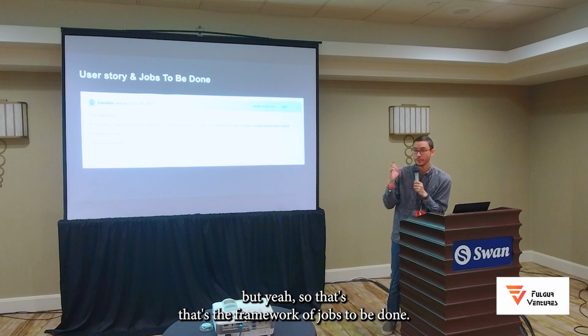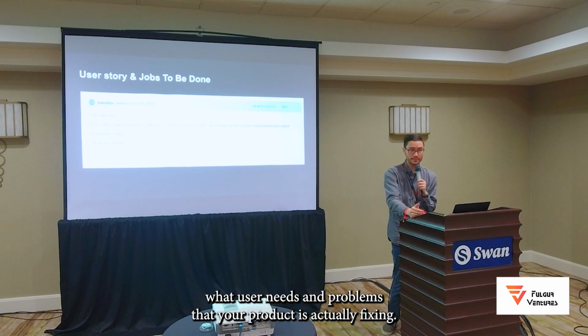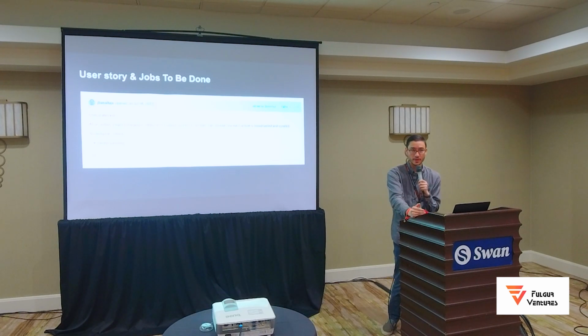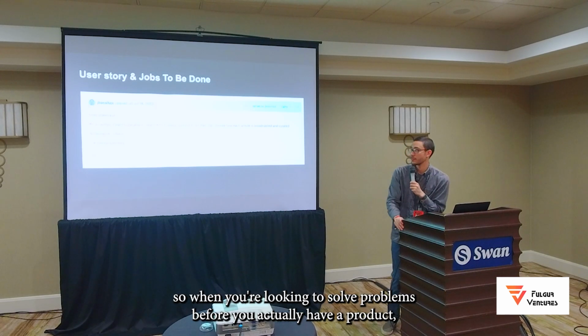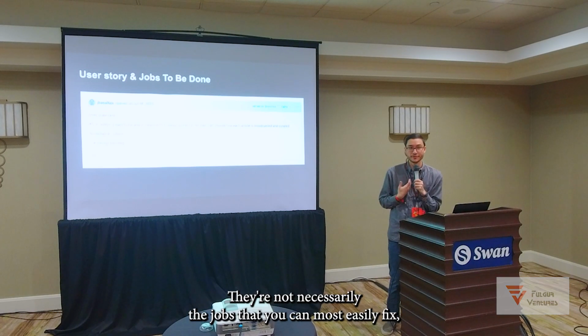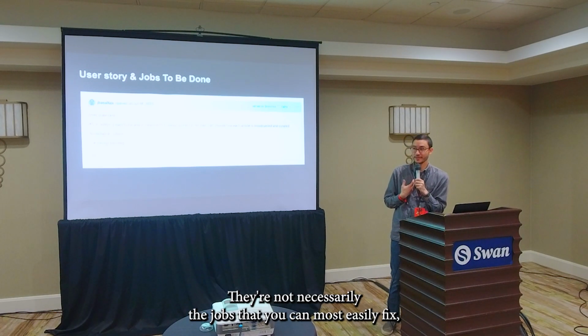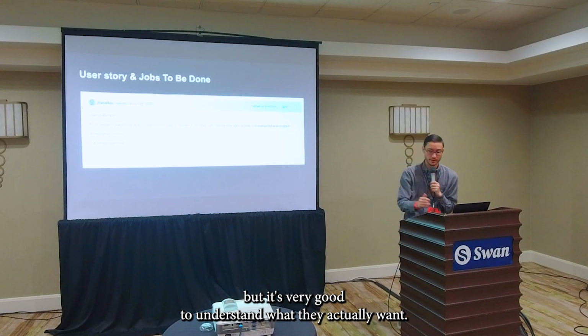But yeah, so that's the framework of jobs to be done. It helps you find things that may not be intuitive about your product and actually see what user needs and problems your product is actually fixing. It may not be the ones that you think it's fixing. So when you're looking to solve problems before you actually have a product, you can try to think ahead about the jobs that the user wants done. They're not necessarily the jobs that you can most easily fix, but it's very good to understand what they actually want.